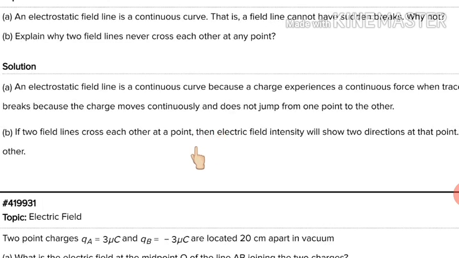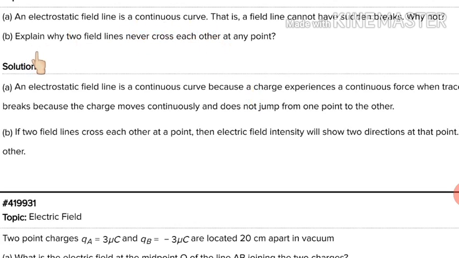It's not like at one point it will experience some force but at another point it will not experience some force. It's not like that. So continuously it experiences some force because of that electric field in which it is moving. So what type of curve will we have? A continuous curve.